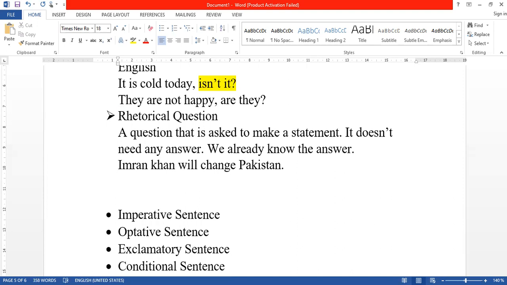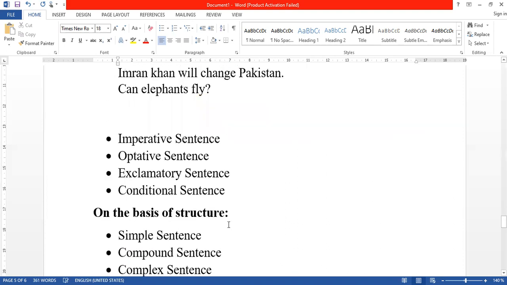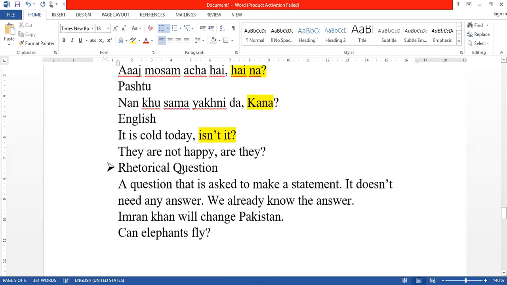Then he replies with a rhetorical question: can elephants fly? Can elephants fly? The purpose of that question is not that we don't know whether elephants can fly or not. But the way elephants can't fly, similarly, Imran Khan cannot change Pakistan. So this is just for the sake of making a statement. That's what you call a rhetorical question.